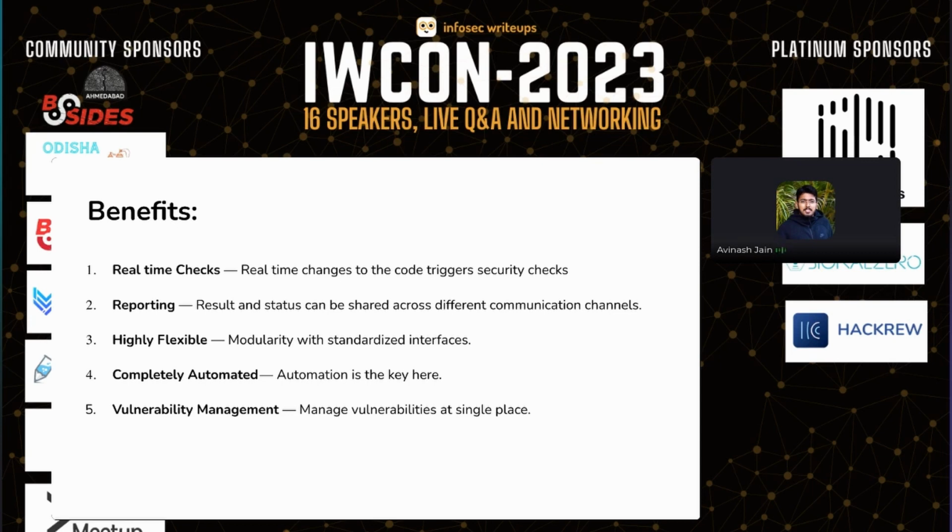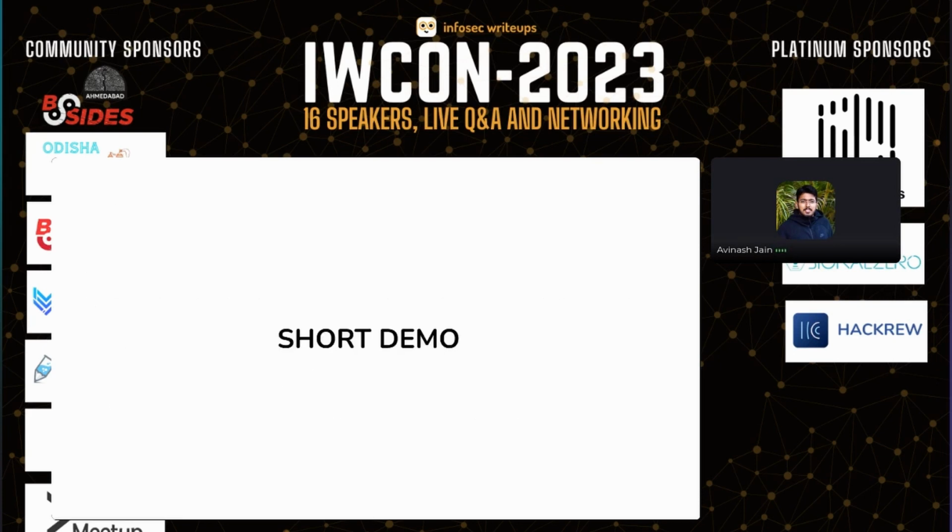It is completely automated, and no manual workforce is required here. In the blink of an eye, whenever a change is pushed in the code, the complete framework runs automatically. Vulnerability management: you don't need to go here and there or set up a third party tool, but you have AWS Security Hub where you can manage all the vulnerabilities in a single place. I've recorded a demo to show you.